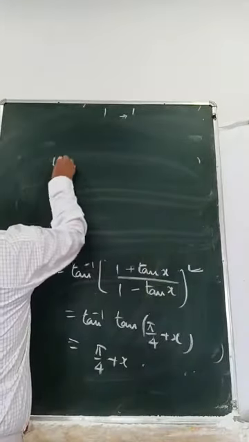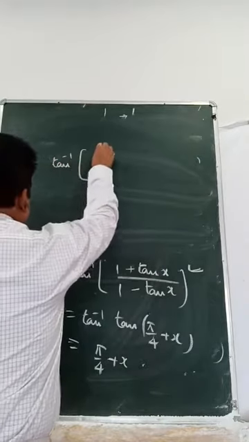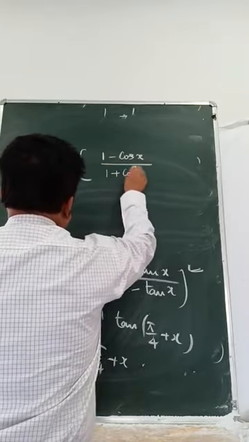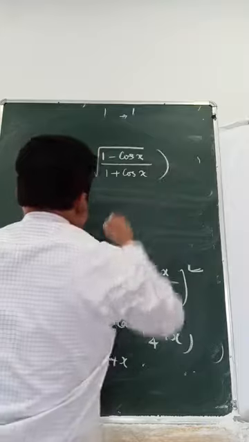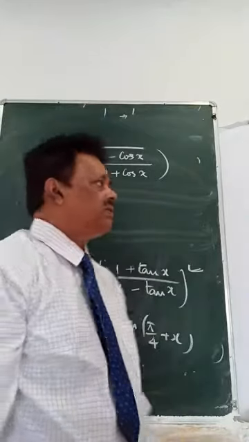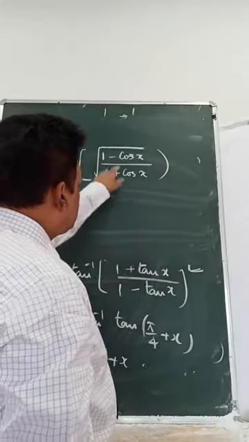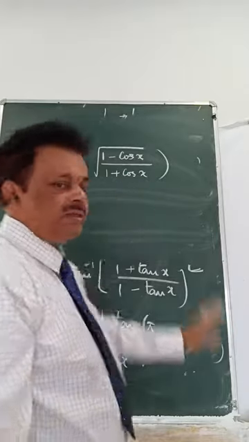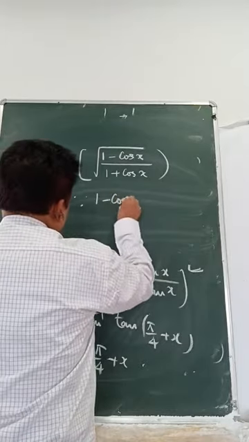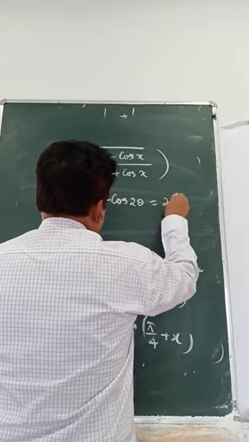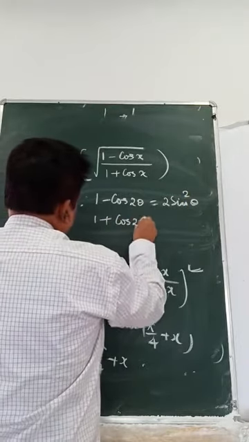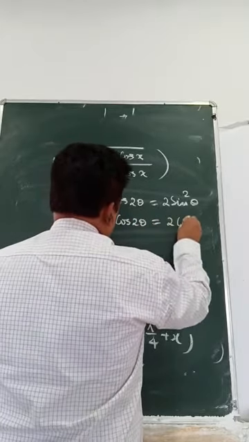Tan inverse of the square root of (1 minus cos x) by (1 plus cos x). You have to practice these questions repeatedly, then only you can remember it. So look at which pattern this is. Important is if you keep your formulas in mind, everything will be sorted out. See, I have given a formula: 1 minus cos 2 theta is 2 sin square theta. 1 plus cos 2 theta is 2 cos square theta.